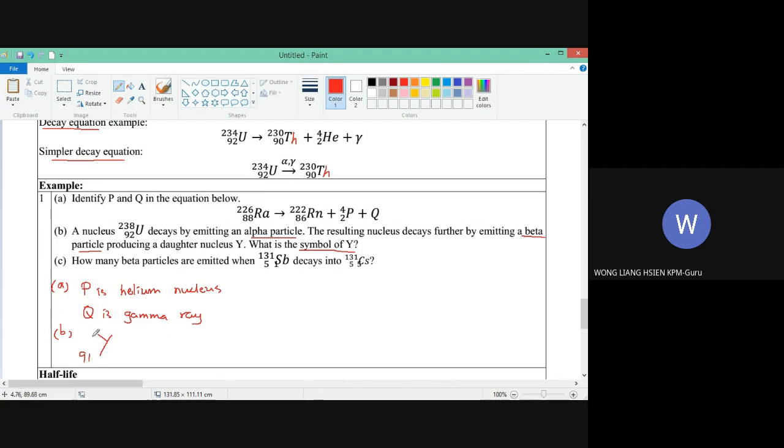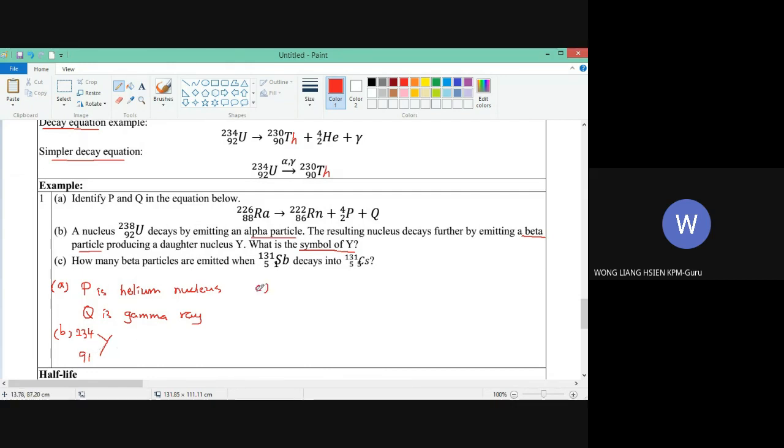How about the nucleon number? 238, after undergoing alpha decay, becomes 234, because minus 4. And then when undergoing beta decay, the nucleon number does not change. So it is still 234. So this is the symbol for Y.